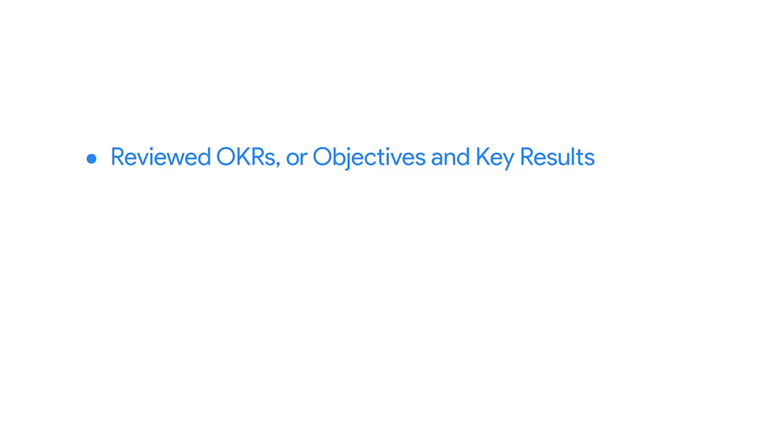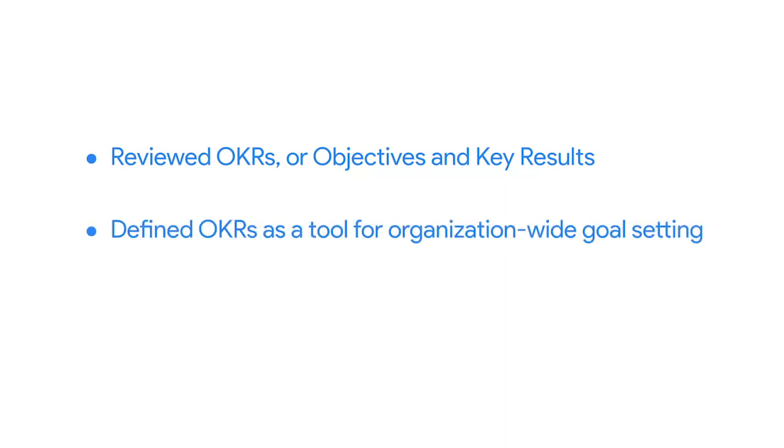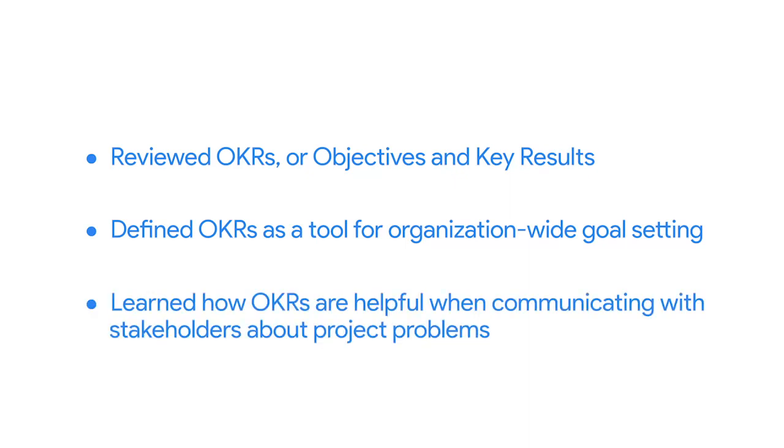Let's review. In this video, you reviewed OKRs, or objectives and key results, defined OKRs as a tool for organization-wide goal setting, and learned how they're helpful when communicating with stakeholders about project problems. In the upcoming activity, you'll practice drawing connections between OKRs and project problems. You'll use what you learned from the supporting materials to write a sentence that connects your problem summary with Sauce and Spoon's OKRs.